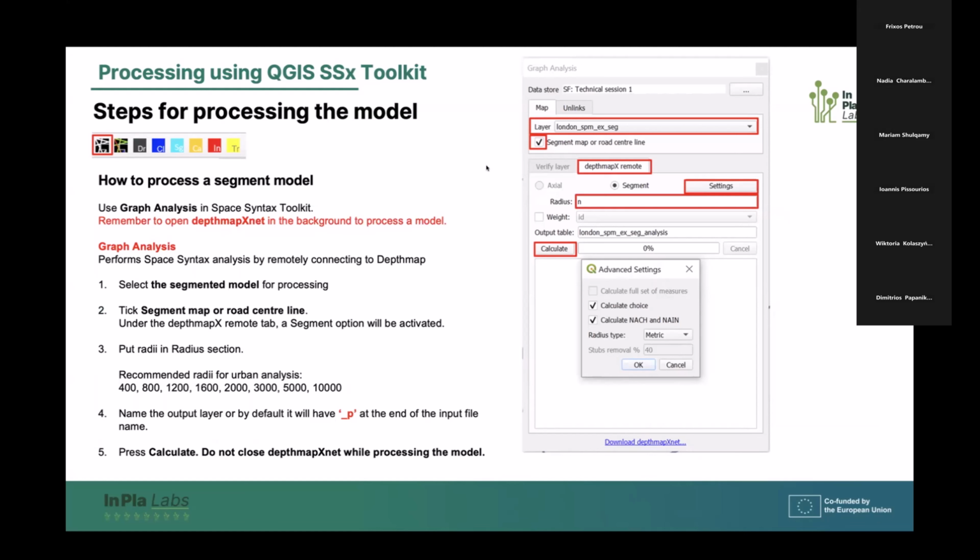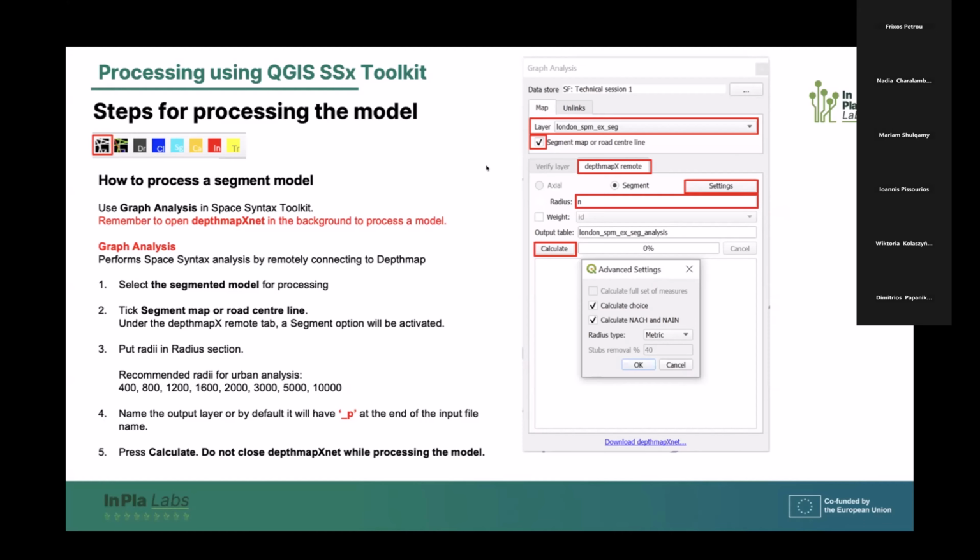So the first thing you do is that you click on the graph analysis tool, and then you select the model you already have. You select the segmented model for processing. You also need to tick the segment map or the road center line, like you can see in the screenshot on the right, under the graph analysis. And then you need to choose your radius.